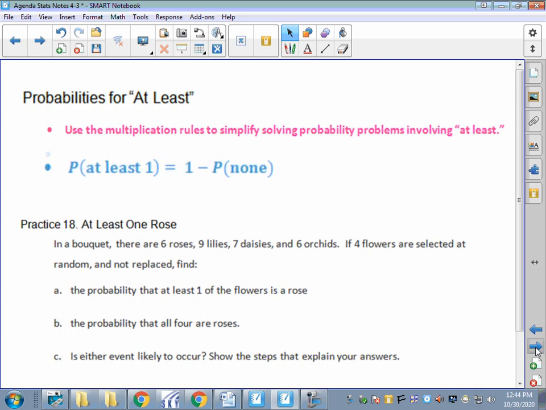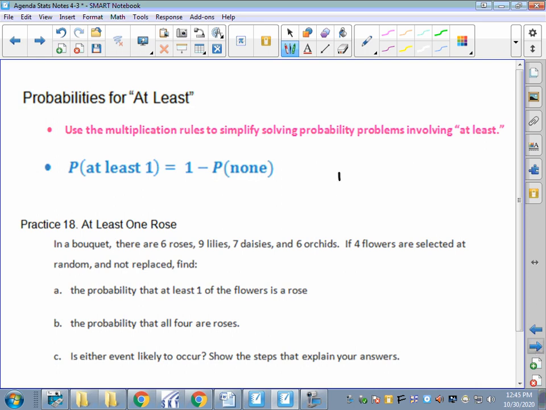And the probability of at least 1 is equal to 1 minus the probability of none. This is a complement thing. Let's say I've got a bouquet of, what does this give us? How many flowers are there in this example down here? We've got ourselves 6 roses, 9 lilies, 7 daisies, and 6 orchids. What is that, 28 flowers?